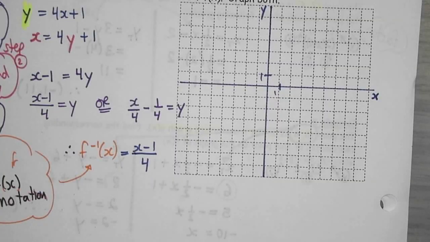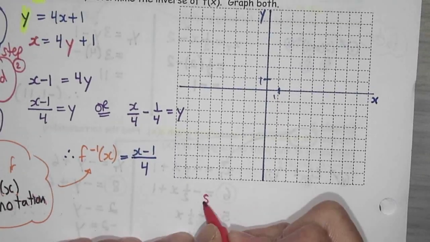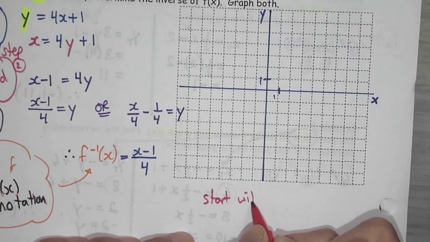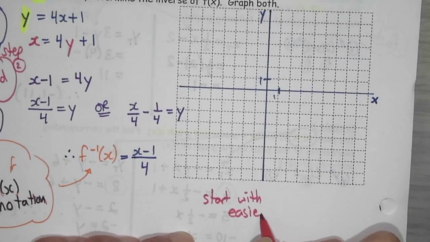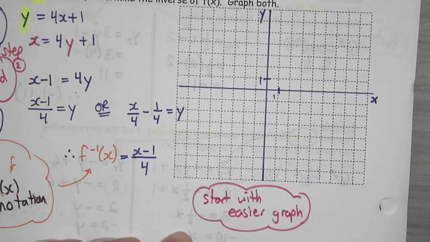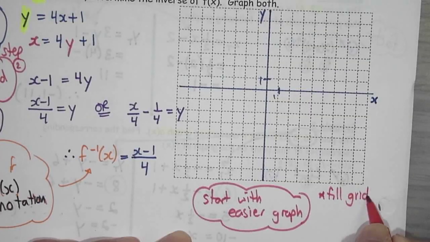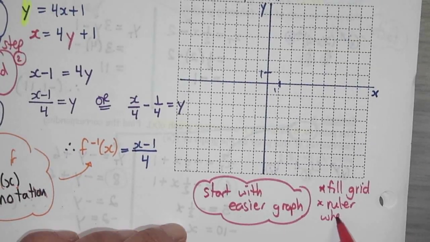Now when you graph, my suggestion is to start with the easier graph, if there is one. Maybe they're both easy, right? I need you to fill the grid, so I don't want it to be just 2 points. I need you to use a ruler where needed. Same rules as we've had since forever. And I want arrows.